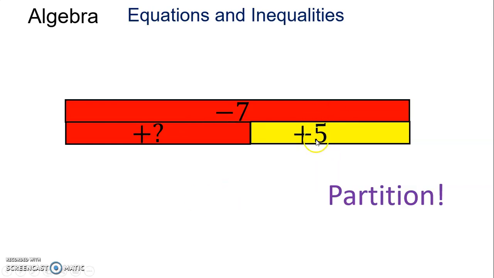Okay, so if we're going to add 5 and still end up with negative 7, we must here have a number that is even more negative than negative 7. And it's going to need to be 5 less than negative 7. And that gives me negative 12.